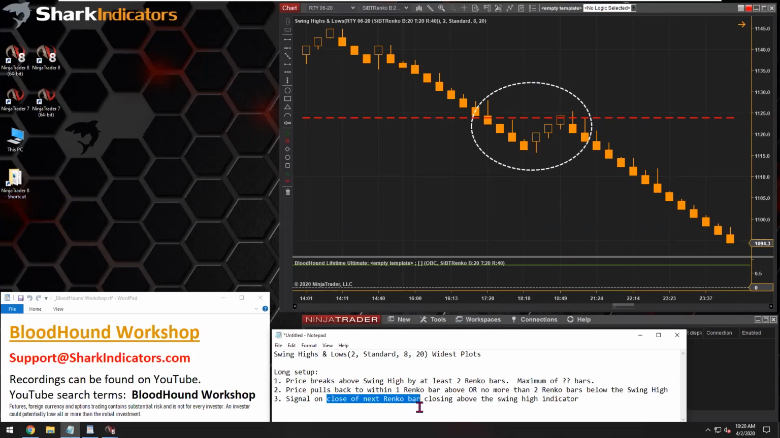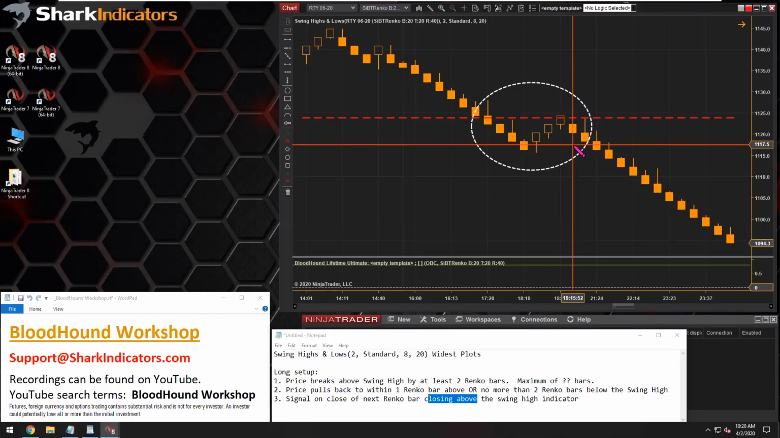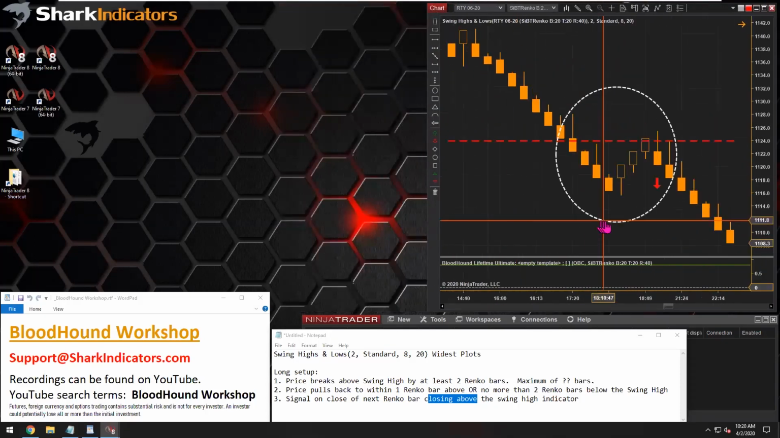Basically the close of the next Renko bar, closing above. So in other words, we need the Renko bar to reverse direction and close on the other side of the swing line. So basically this bar here would be our signal bar right there. That reversal bar closed right below the swing low.